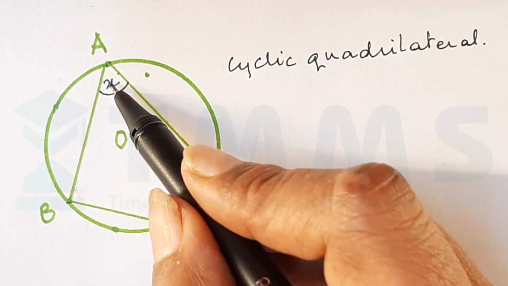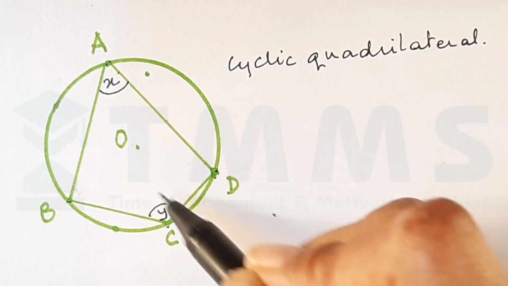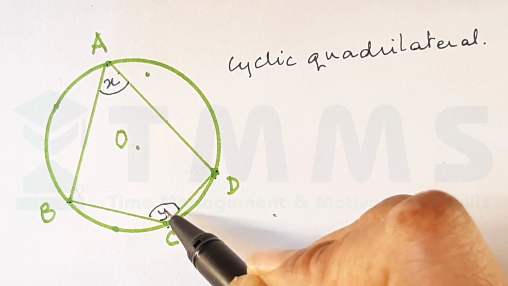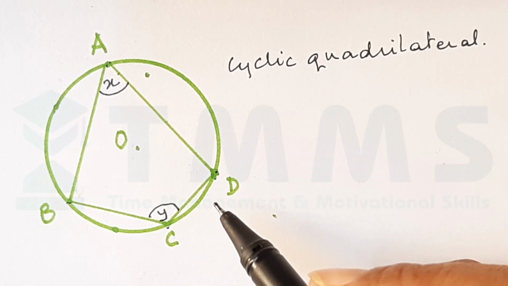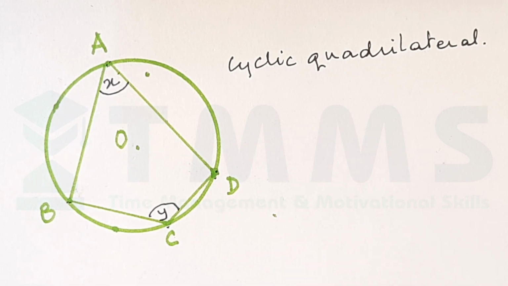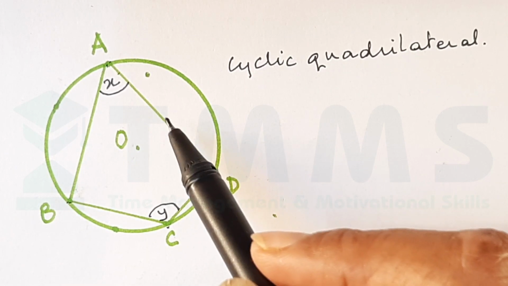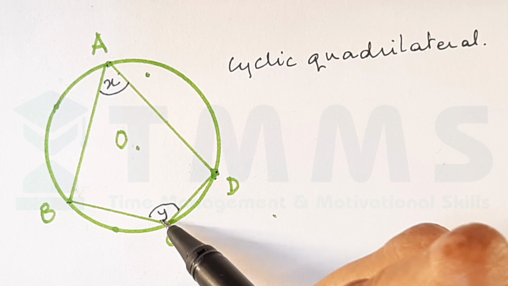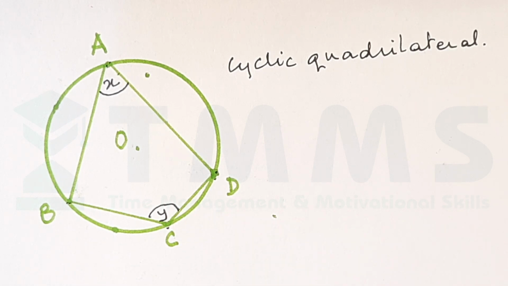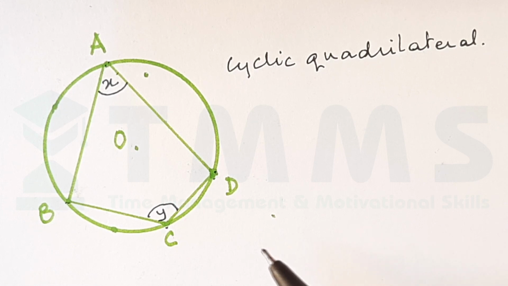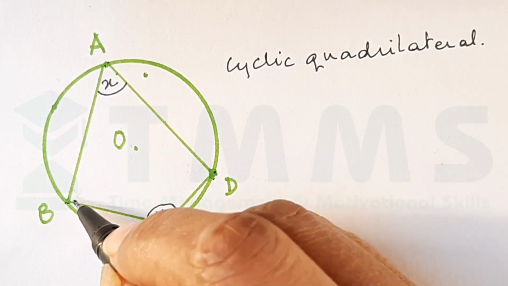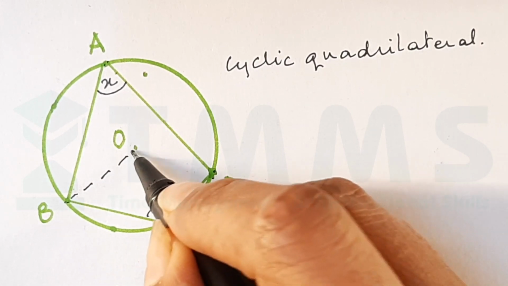Now a property of the cyclic quadrilateral is that the opposite angles x and y, if you add them, they add up to 180 degrees. And so we come to the next theorem, theorem number 4, which says that the opposite angles of the cyclic quadrilateral are supplementary. What does supplementary mean? They add up to 180 degrees. Now let us see how we prove that.